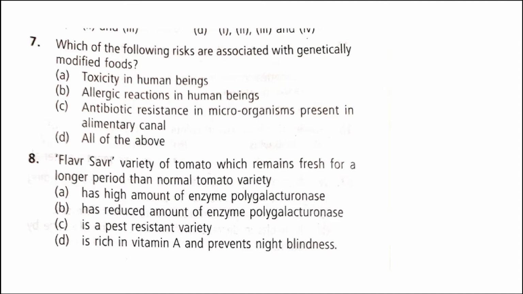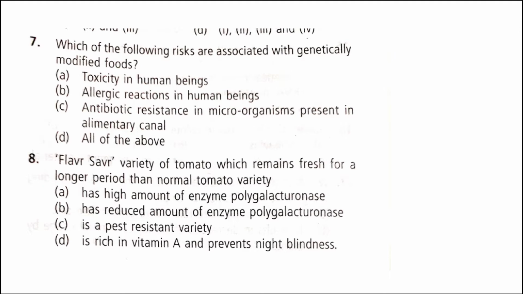Next, which of the following risks are associated with genetically modified foods? A. Toxicity in human beings. B. Allergic reactions in human beings. C. Antibiotic resistance in microorganisms present in alimentary canal. And D. All of the above. So the answer will be option D, all of the above.